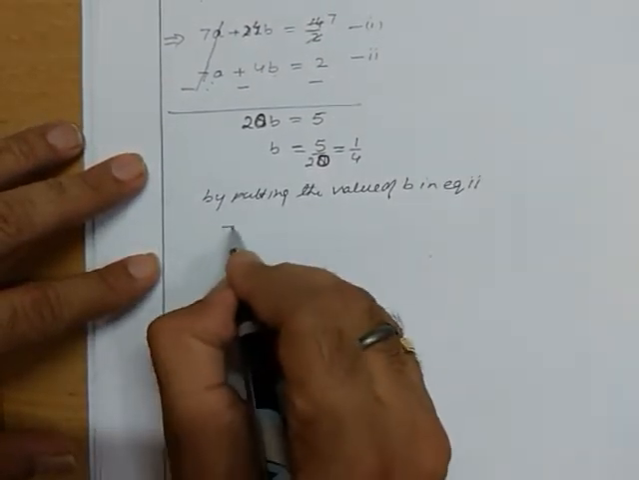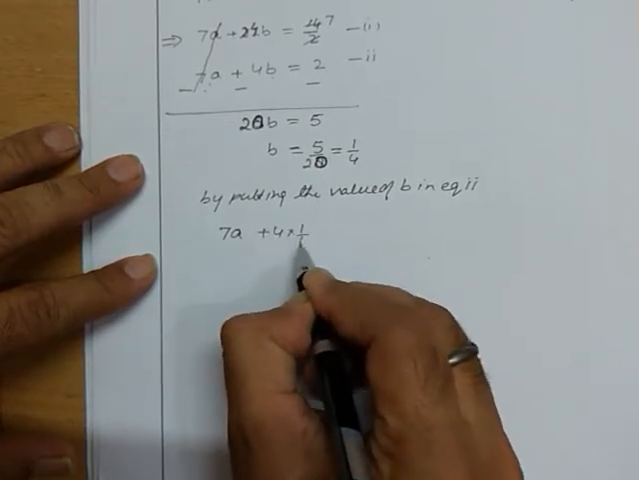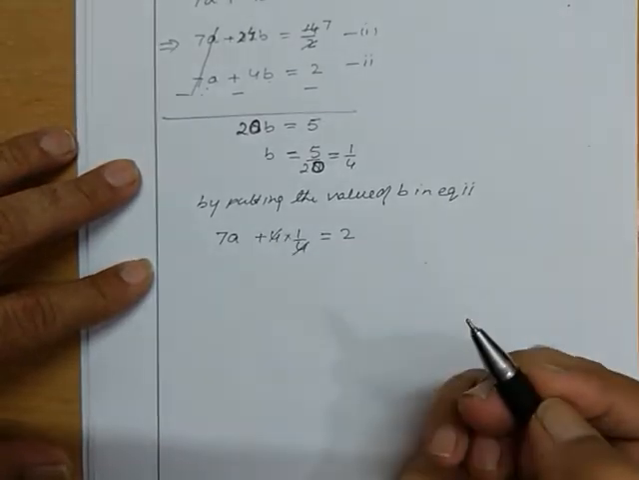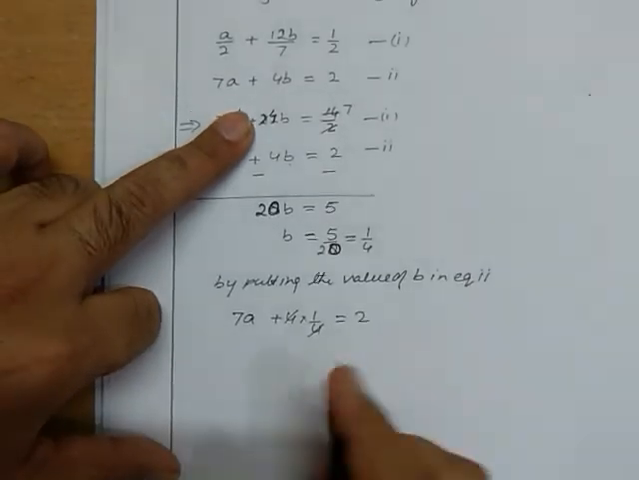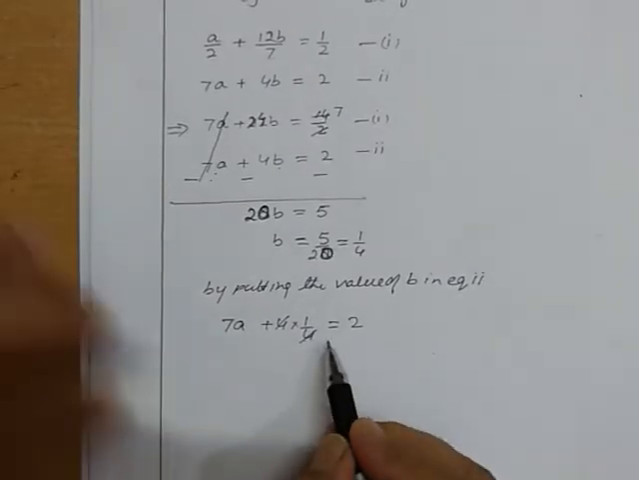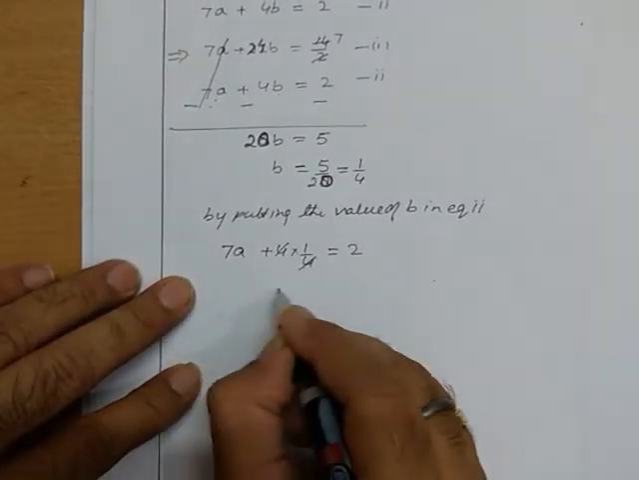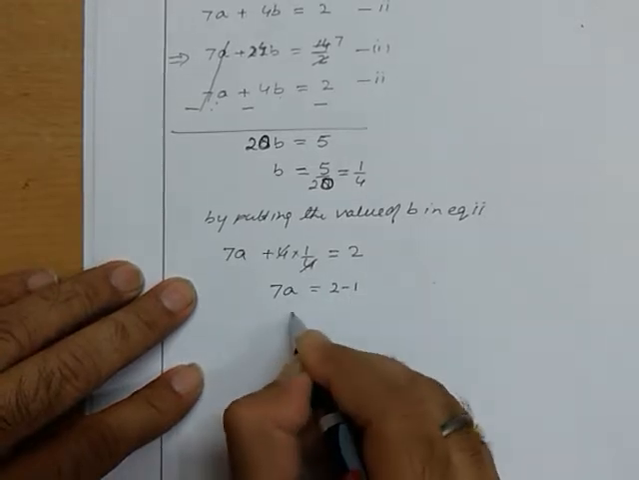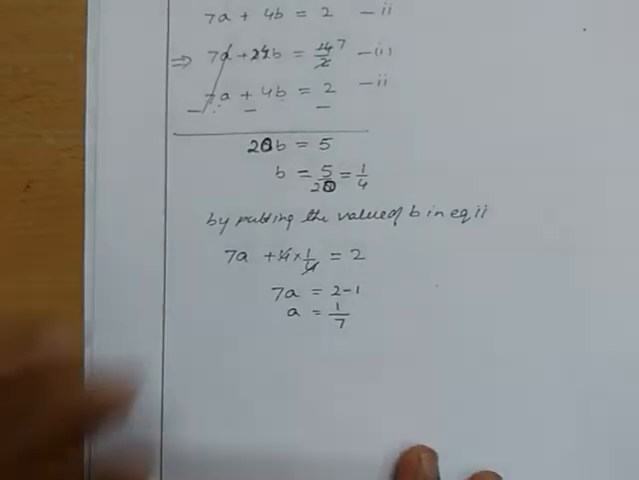So here 7a plus 4 into 1 upon 4 will be equal to 2. This 4 and this 4 will get eliminated. So this is 1 upon 4, so here we will have 7a plus 1 equal to 2, so 7a will be equal to 2 minus 1, and a will be equal to 1 upon 7. So this value we are getting.